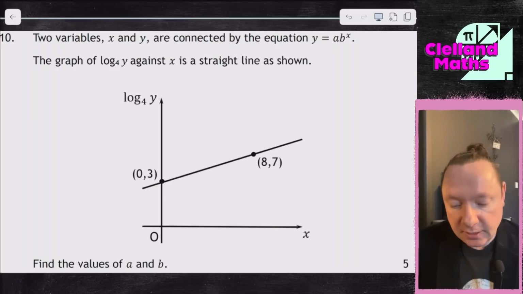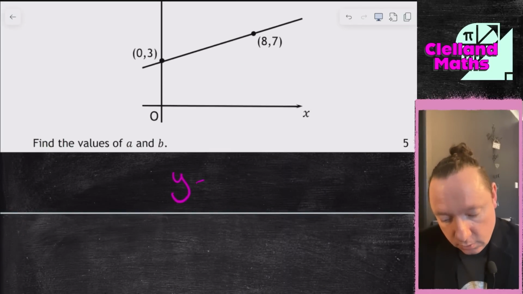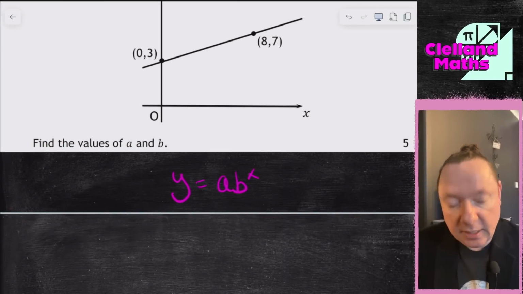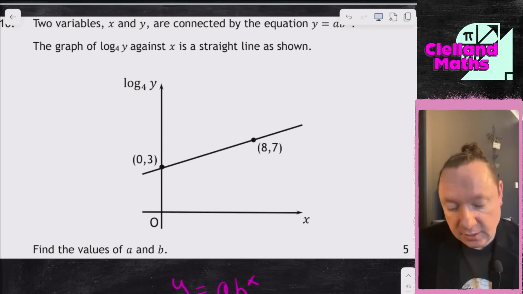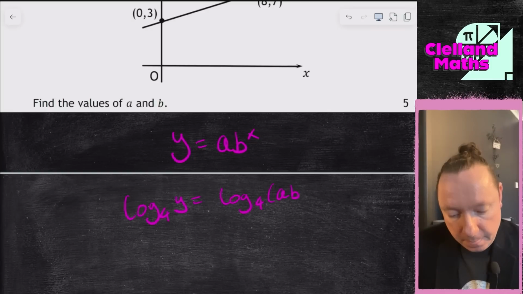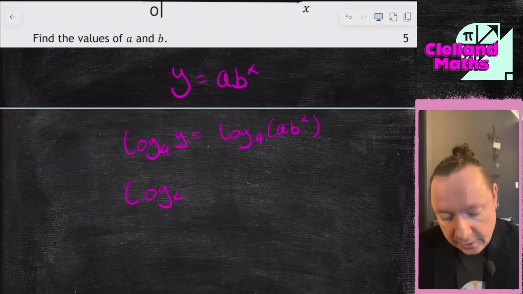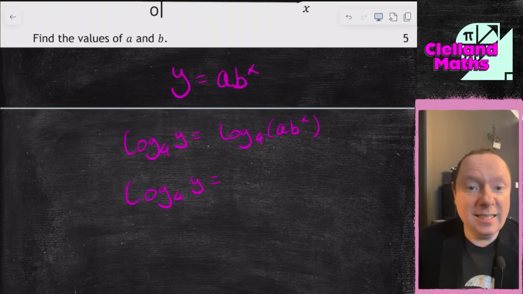I don't want to have to memorize anything. So I've got y equals ab to the x, so I'll just write that down. And then I take the log of both sides, and the same base as what's in the question, log 4 y. So I'll just say log base 4 of y equals log base 4 of ab to the x, the whole thing. Now I can separate that out using the rules of logs to separate something with an x in it and something without.